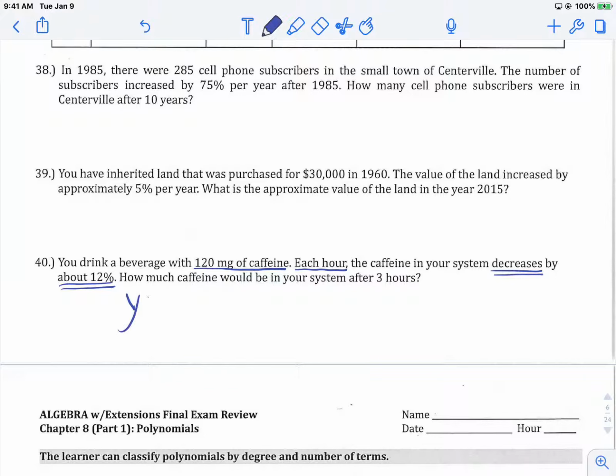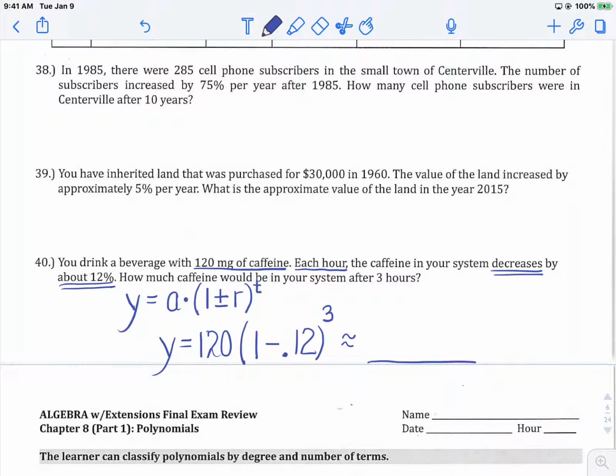So we know we want a model that looks like an exponential growth and decay function. But the 1 plus or 1 minus the rate has got to go in there, and then this was usually t for time. So for our specific situation, we want our starting amount at 120 milligrams. This is definitely a loss situation, so we'll use a minus in there. This has to go in as a decimal, so 12%. Then the amount of time we're interested in our case is 3, and then you're going to go calculate that and come up with about how much caffeine would be left in your system. Finish up the rest of these.